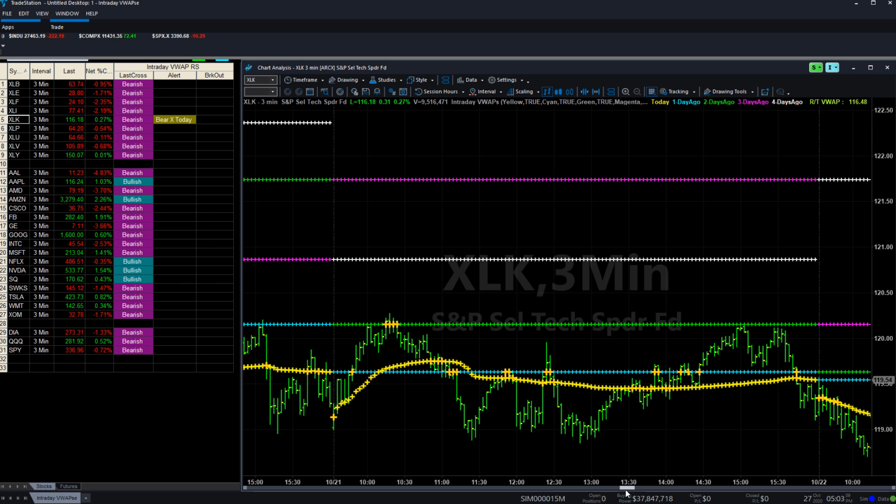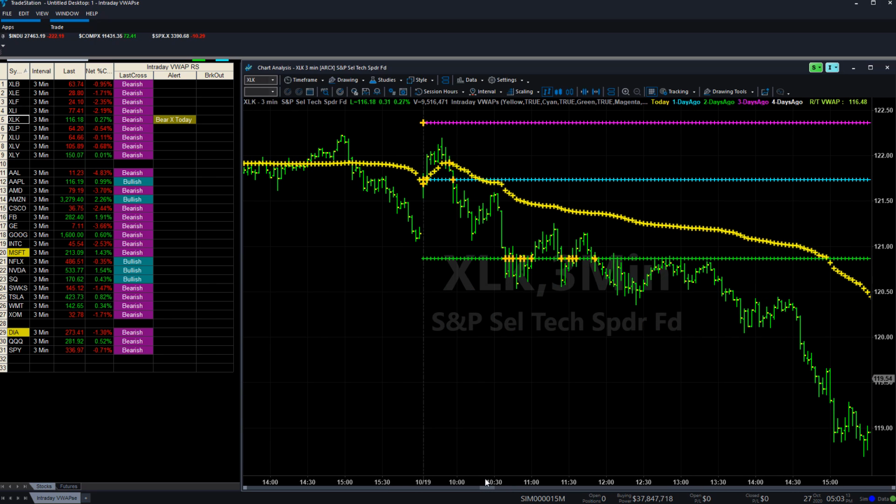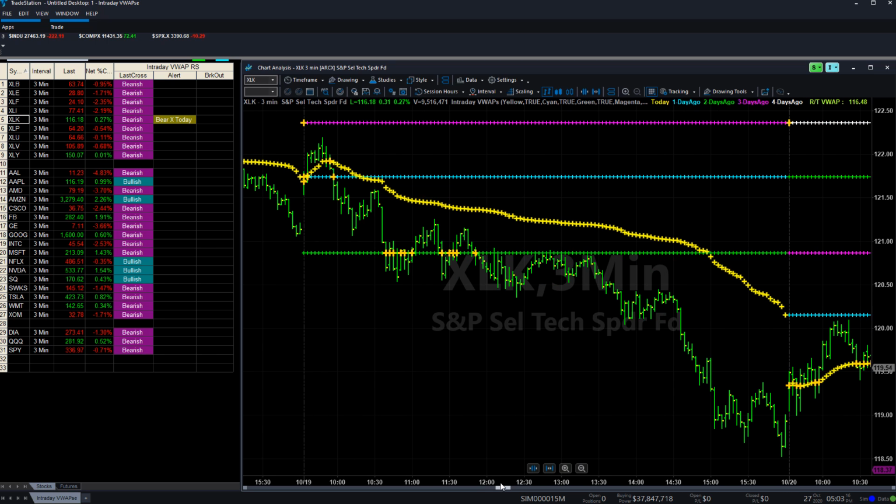But that's kind of what I'm looking for. I'm looking for support and resistance levels here. I know that it usually takes 1 or 2 times to test that support resistance level before it breaks through.